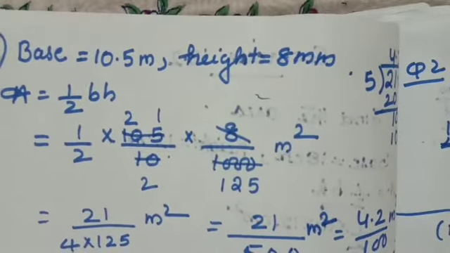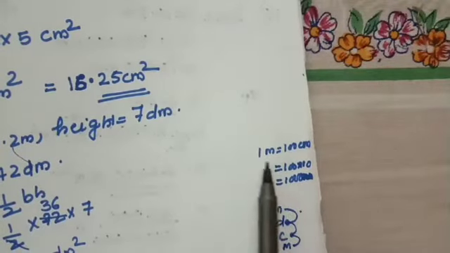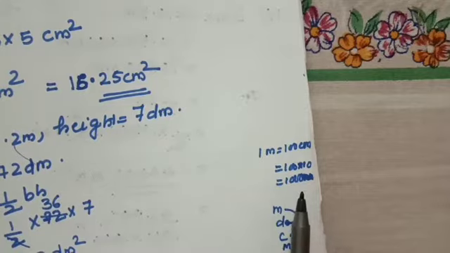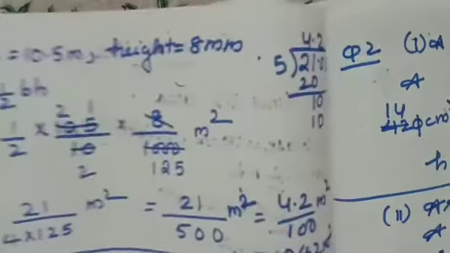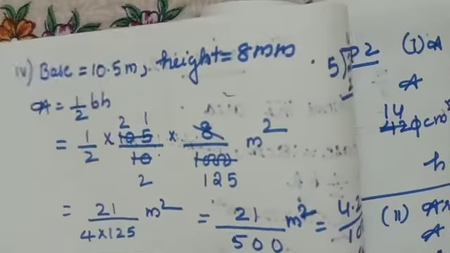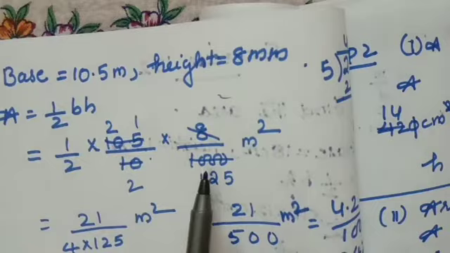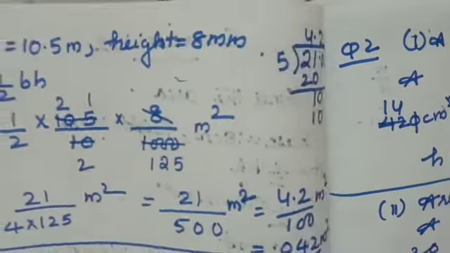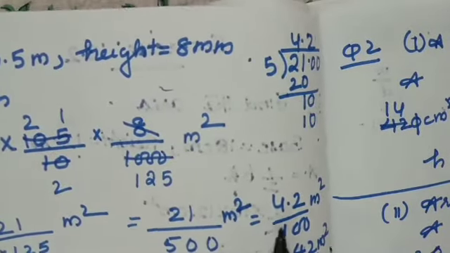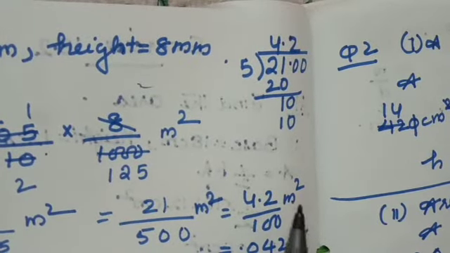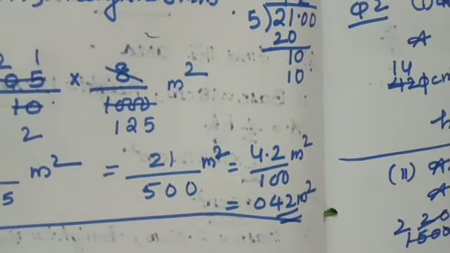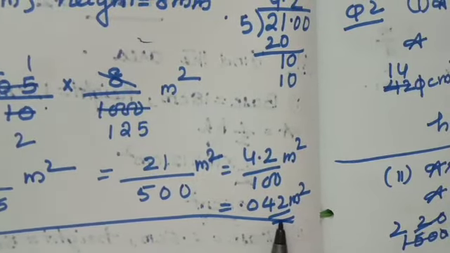You convert into meter, 1000 millimeter equal to 1 meter. Clear? So here convert, divide by 1000, you will get 21 divided by 500 meter square. Otherwise 4.2 divided by 100 meter square. That is your calculation. You have to solve like this. Okay.